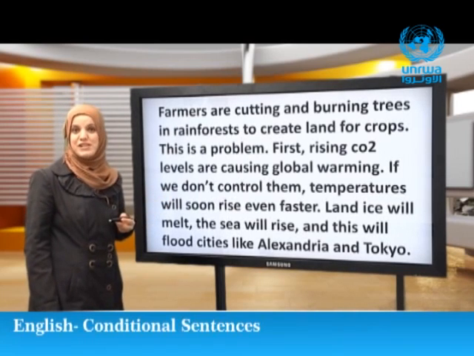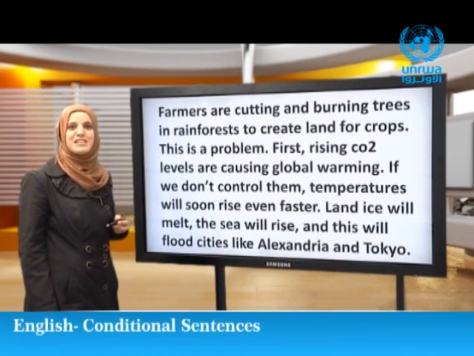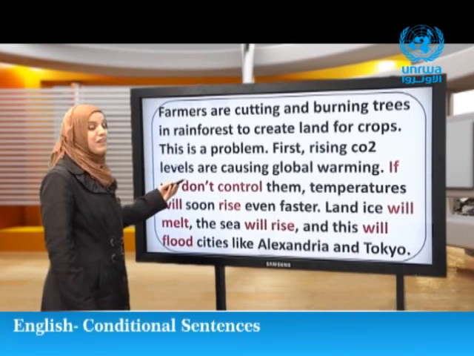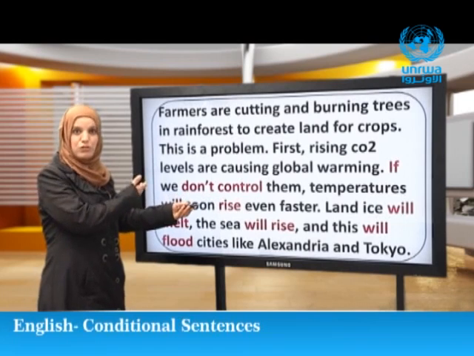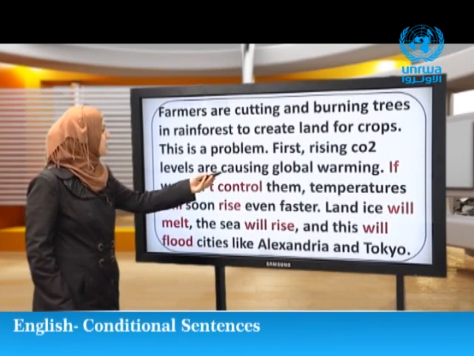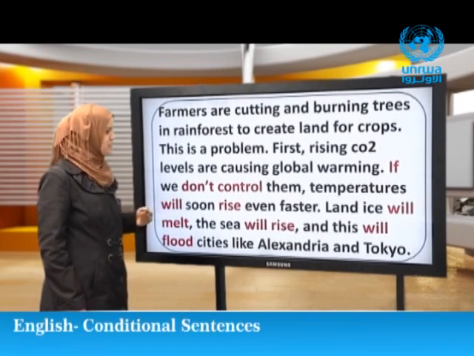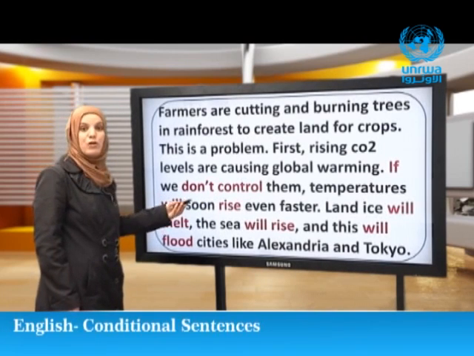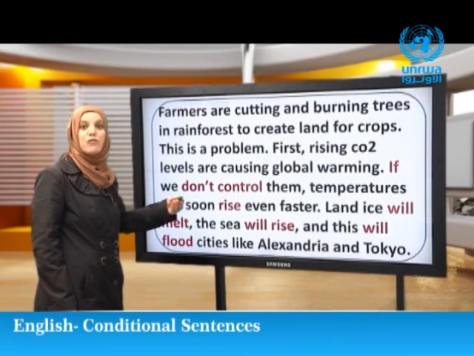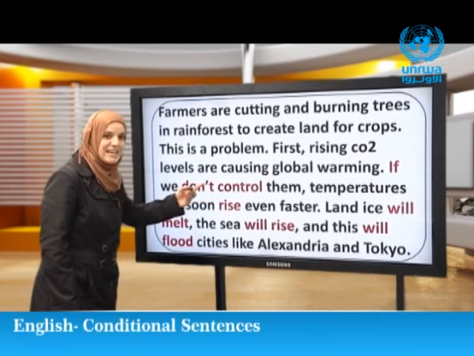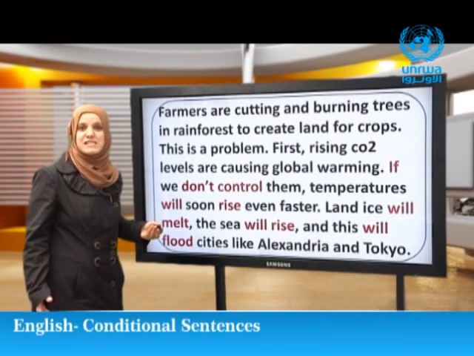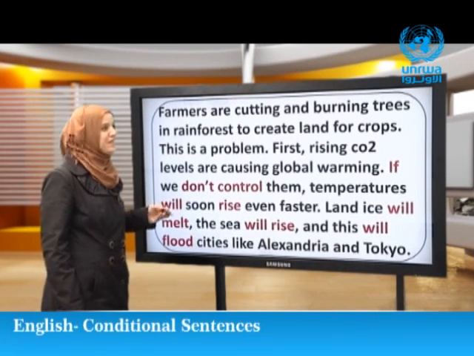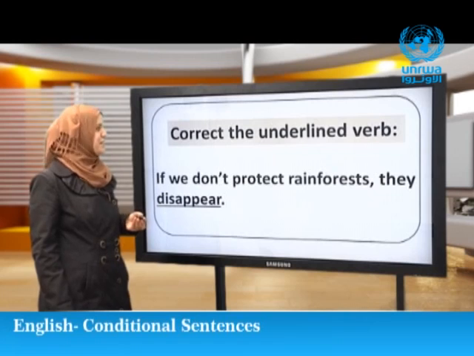Have you found conditional sentences type 1? Let's see them together. If we don't control them, if we don't control global warming, what will happen? Temperatures will soon rise. Land ice will melt. The sea will rise. And this will flood cities. These are possible results if we don't control global warming. Let's move to another activity.